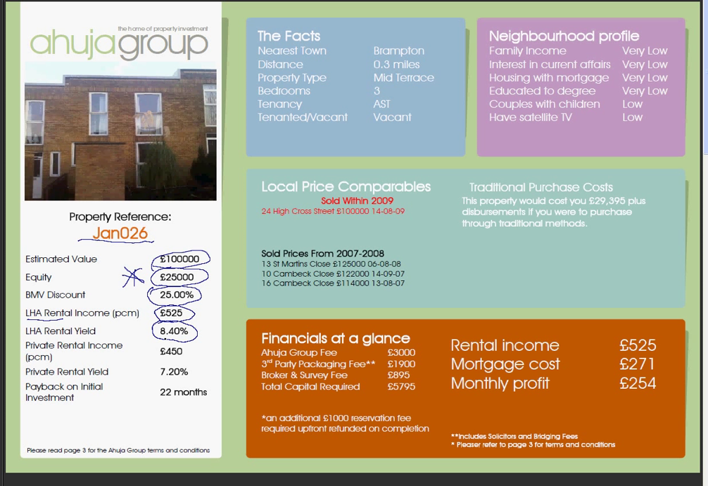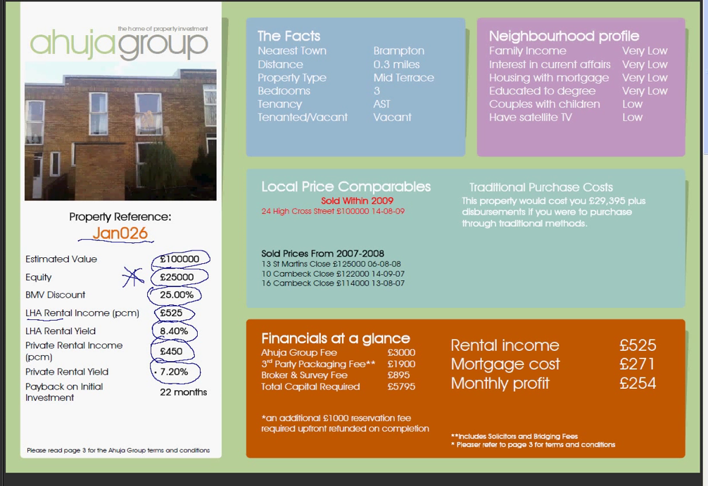And then we've got the private rental yield, which is set at 450. Now we speak to agents in the area, 2 or 3 agents, to get a guide of what they think the rent could be if you were to rent it to someone who wasn't unemployed, and that's the figure we put there. And then we come up with the rental yield, which is the private rental income times 12 divided by the purchase price, in this case 75k.